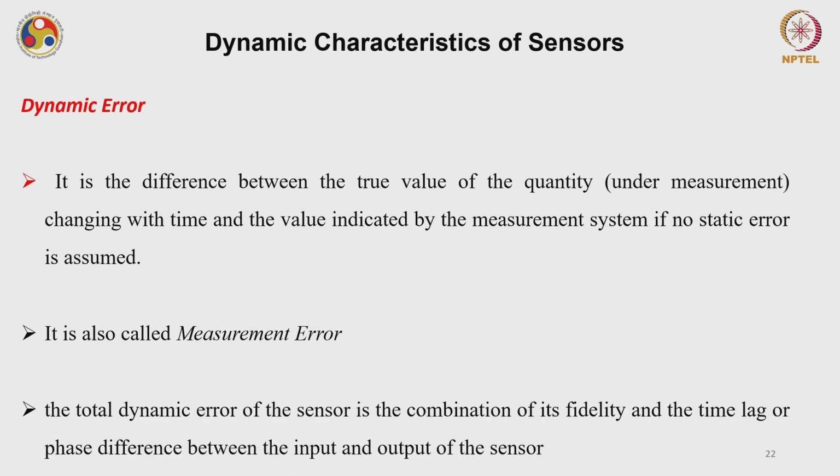The total dynamic error of the sensor is the combination of its fidelity and the time lag or phase difference between the input and output of the sensor. So dynamic error takes care of both fidelity and the time lag or any phase difference between output and input. With this we have understood the different dynamic characteristics of a sensor, and we are also completing our module 2.